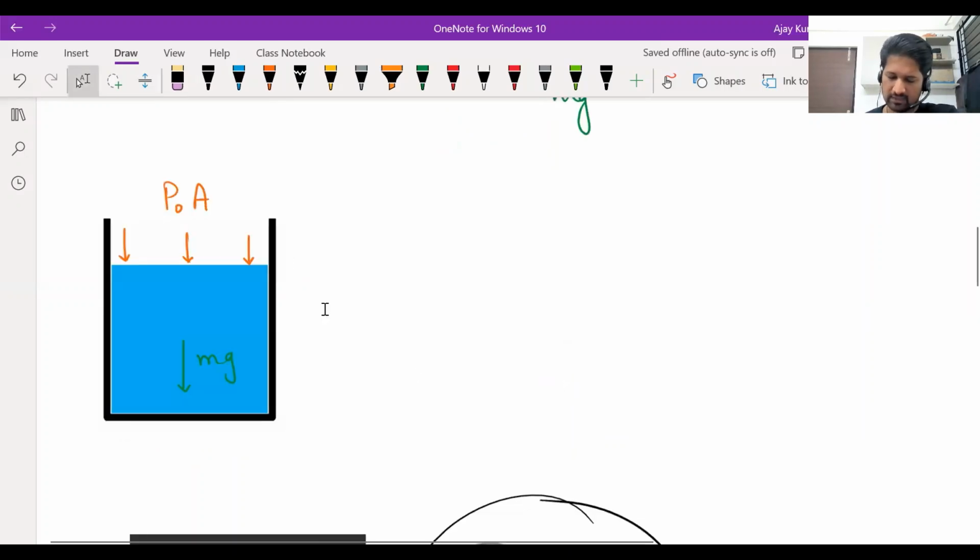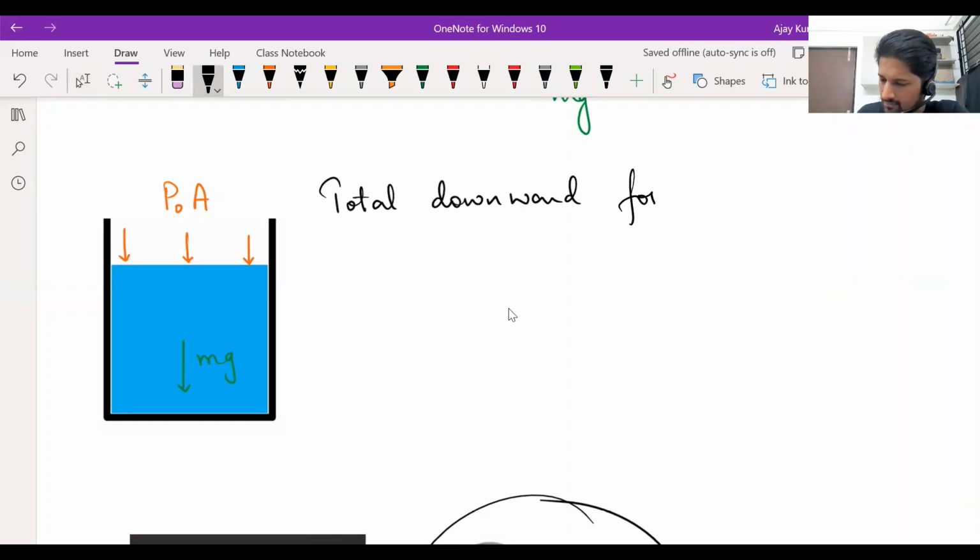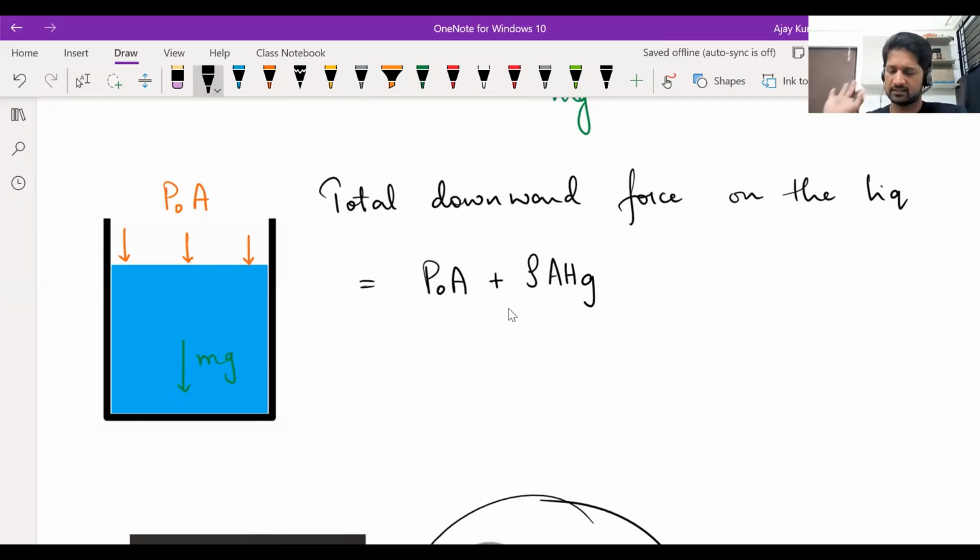Now, if a liquid is present in a container like this, liquid will spread on the surface of the container thoroughly. It won't allow air to enter. And on the sides also, there is no gap for air to actually enter and go to the lower side of the liquid. So force due to atmospheric pressure will only be from above. Therefore, the total downward force on the liquid in this container, how much will it be? Force due to atmospheric pressure from above plus the weight of the liquid. We took area of cross section as A and height as H. This is the total downward force on the liquid.